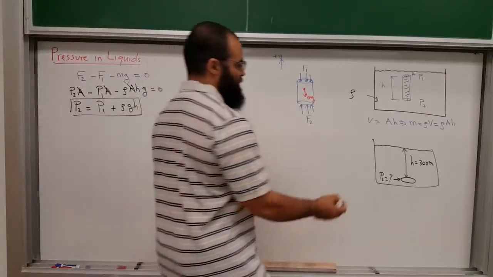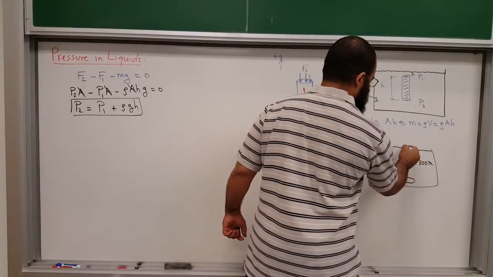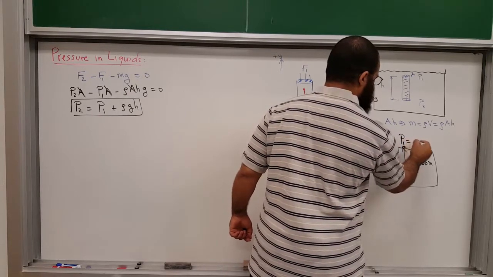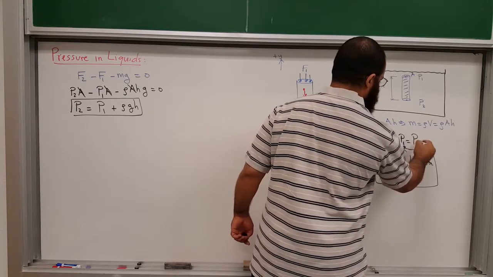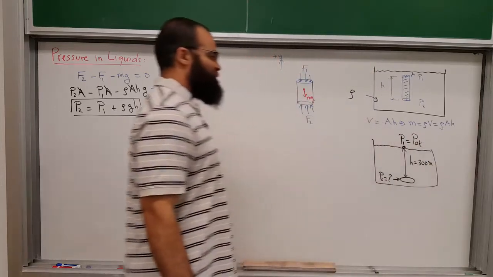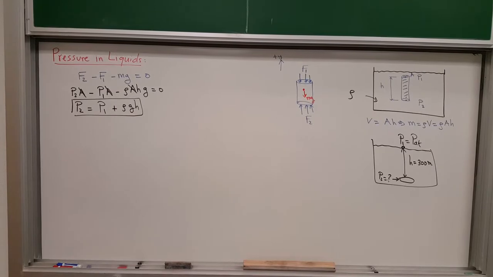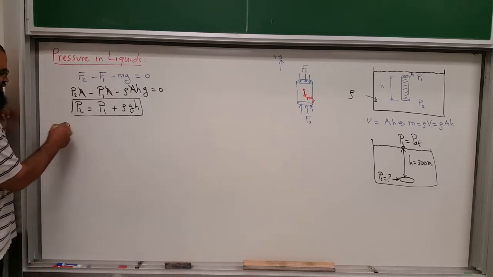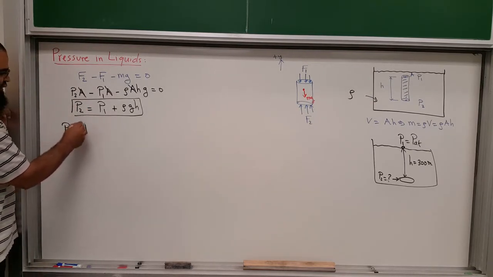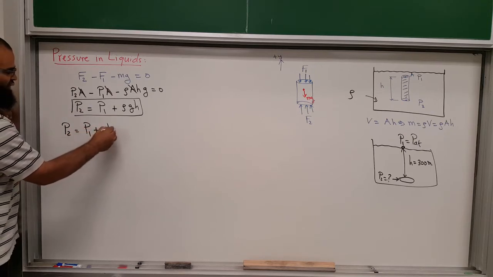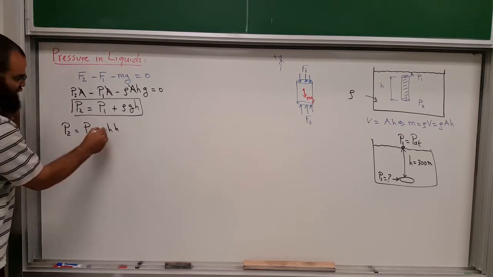So what's the pressure? Well, let's see. We'll take the pressure here, P1. It's at the surface of the water, so it's just atmospheric pressure. I think the book calls it PAT or PATM. I would just call it PAT, for atmospheric pressure. So P2, just apply this. P2 will equal P1 plus rho gh.